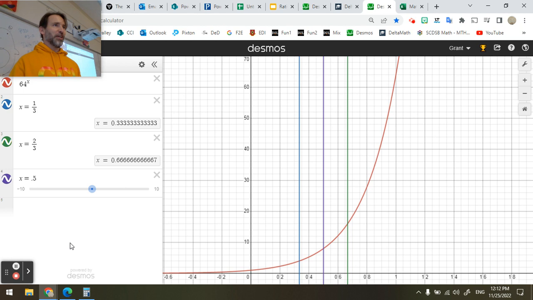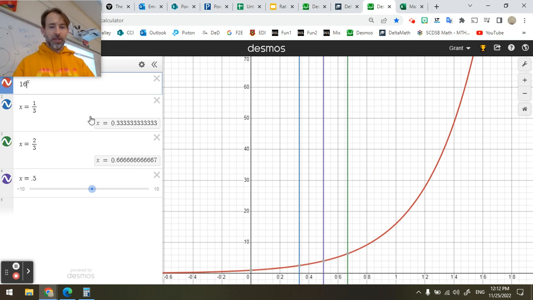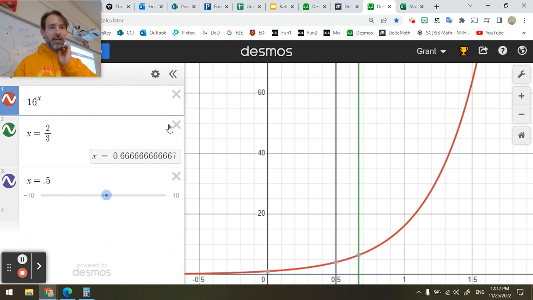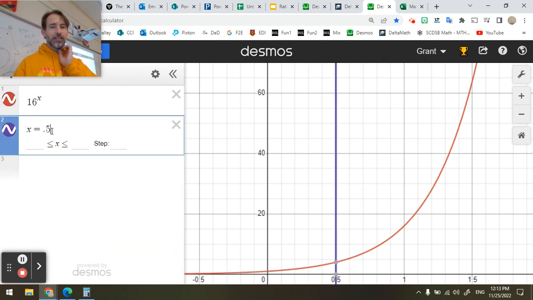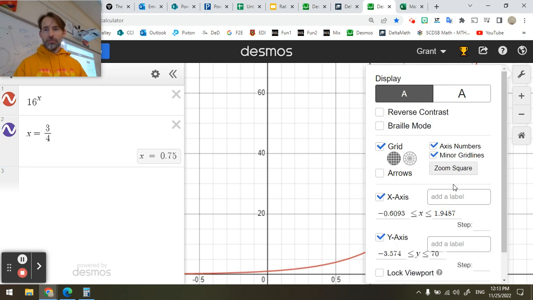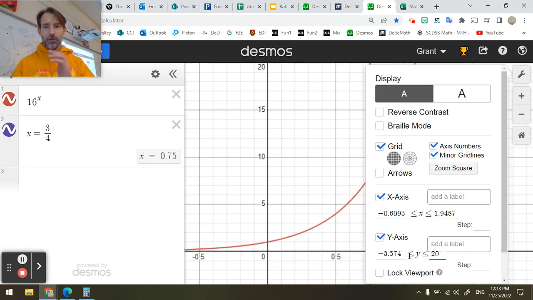Shall we take a look at this in Desmos? Of course we should take a look at this in Desmos. Let's take a look at 16 to the x. So that's our base function here. I'm going to just zoom in a little bit so it's easier to read from the back of the room. 16 to the x. And I'm interested in when x equals 3/4. There we go. And we're just going to change our zoom level so that we see the y values a little more clearly. There we go.